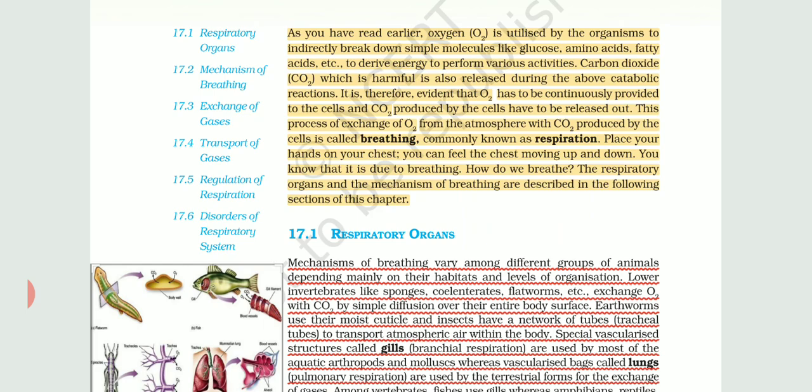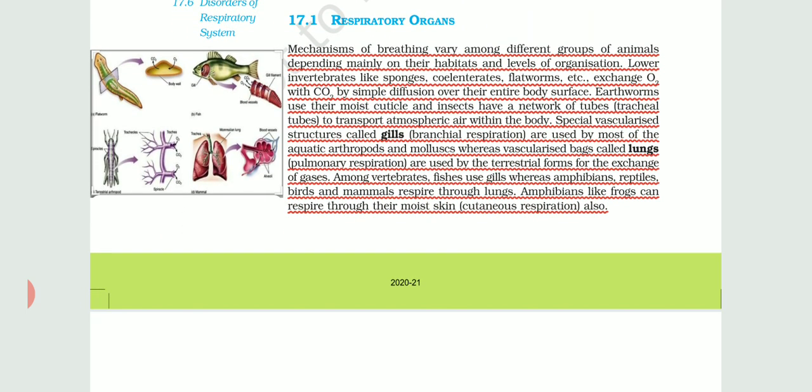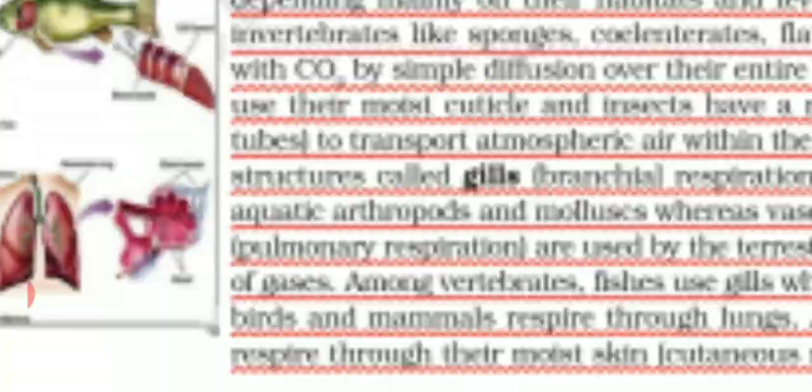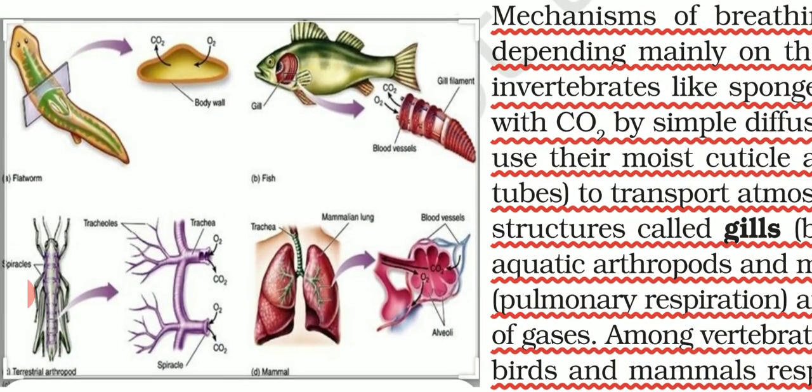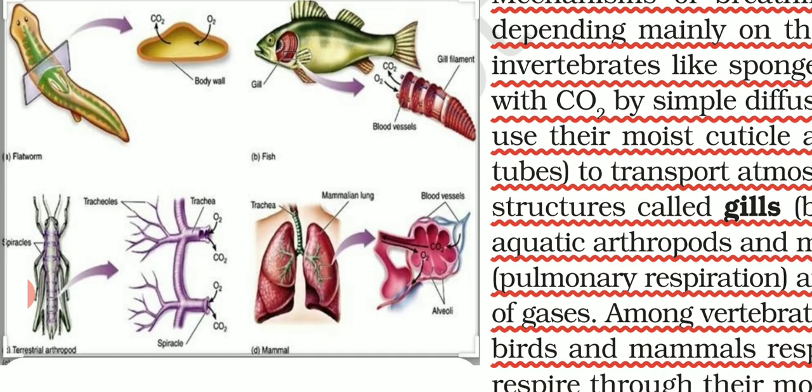So the very first part is respiratory organs. In us, we say lungs are helping in respiration, but in different kinds of organisms, there are different respiratory organs. In the very first case, like flatworms. In flatworms, the body wall or the body surface helps in exchange of gases. So it's very simple. Diffusion takes place, oxygen comes inside because the outside concentration is more and inside it is less, and carbon dioxide moves outside.